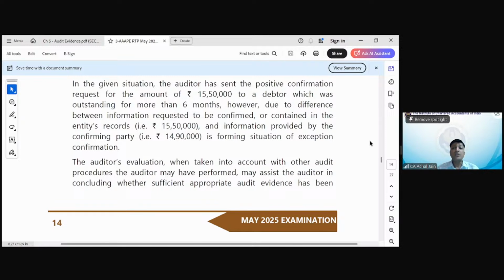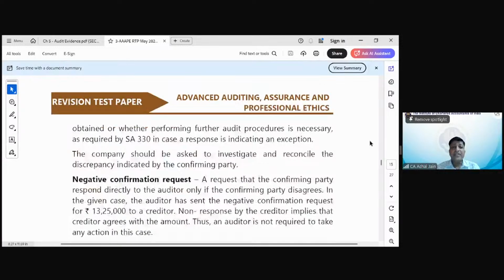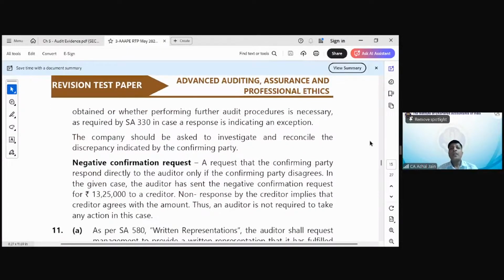So in this case, what should the auditor do? The auditor has obtained some external evidence, on which the auditor will request the management to reconcile this. Once the management does the reconciliation, he will have to look at the reasons for the difference, if at all there is any problem. If any adjustment entry is required to be passed, he will have to ask the management to do the same.